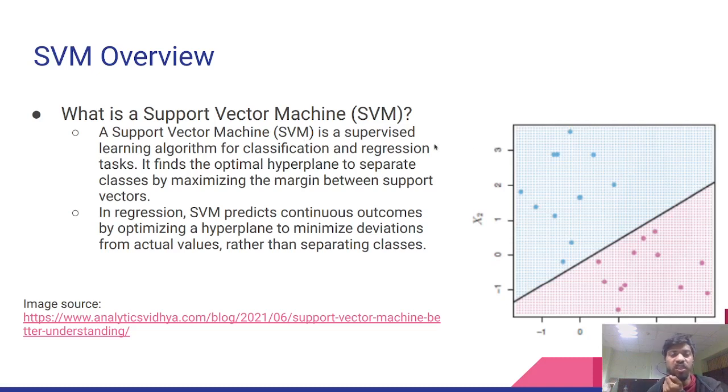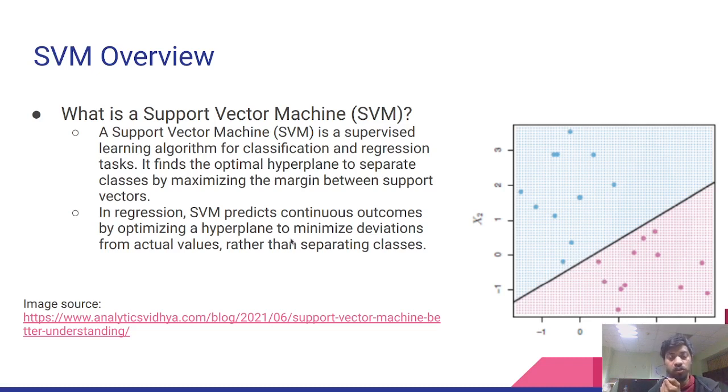So what is SVM? This is a supervised learning algorithm which can be used for both classification and regression. And what does it do? It finds an optimal hyperplane to separate classes, so this is for classification, by maximizing the margin. If you see this example, there are many blue dots, which is one class, and many red dots, which is another class. What it tries to do is maximize the distance between the two classes.